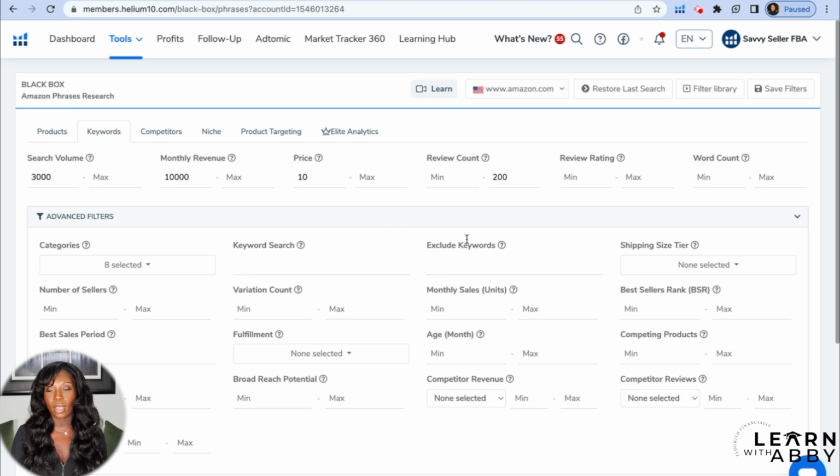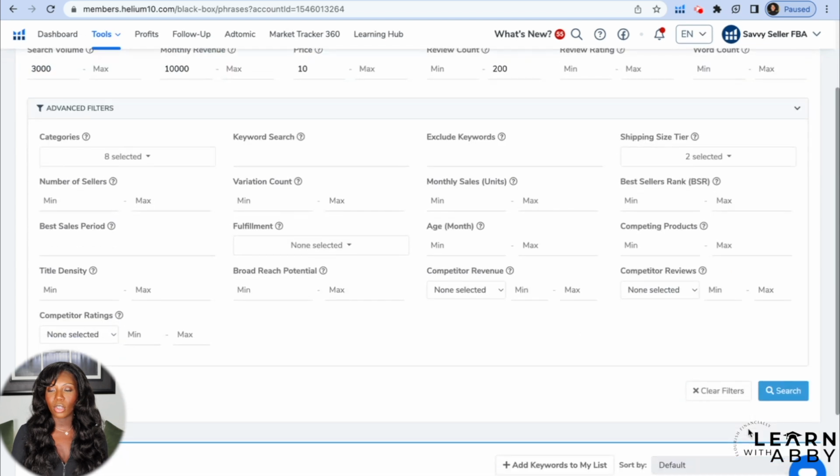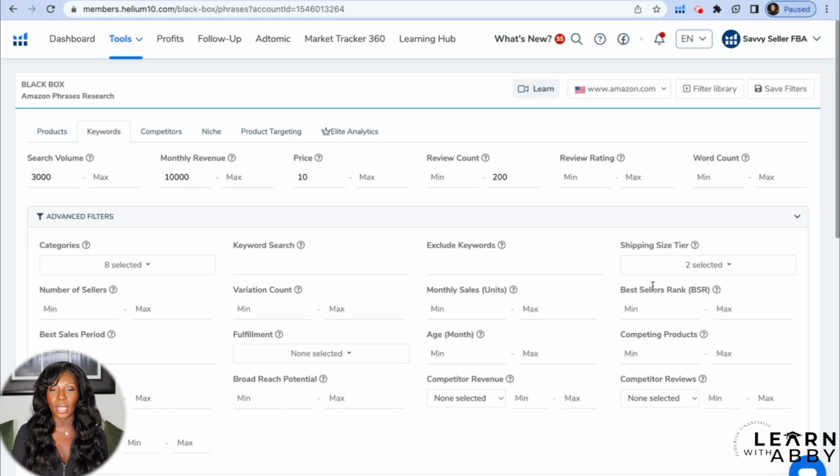I can put in all of these other metrics here if I want. I do have a winning product criteria that I teach in my step-by-step program, but for simplicity, I'm gonna go ahead and just leave these alone, except for shipping size tier. I'm gonna go ahead and click small and large standard. We don't want to sell any oversized items, so we're not gonna click on any of those. And with that, I'm gonna go ahead and click on search now that I've put in my search criteria, and I'm gonna see what results I get, and we're gonna do our product research from there.